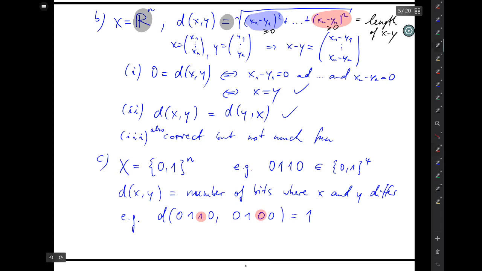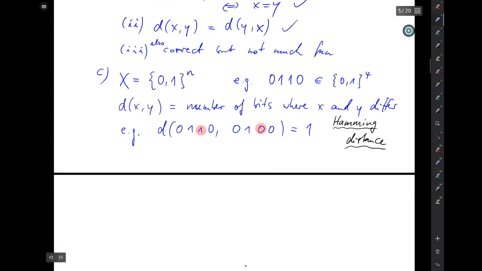Maybe you've seen that before. It's the so-called Hamming distance. And the word already suggests that it is a distance function. It is a metric in the sense of our definition, but still we don't trust in words, we need proofs. So there we go.